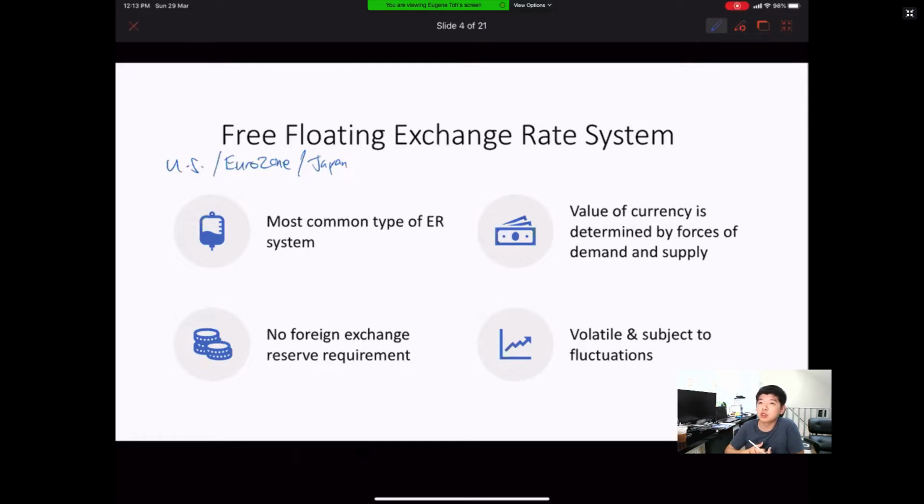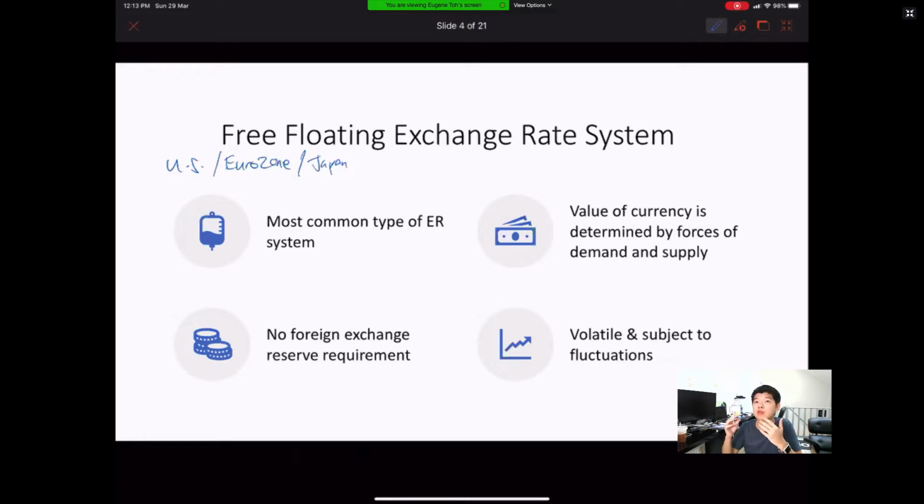The free floating exchange rate system is called free floating because the government doesn't actively intervene. There is no direct government intervention in a free floating exchange rate system, which means to say that the value of the currency, whether the currency is appreciating or depreciating, is entirely determined by forces of demand and supply. So the government doesn't come in and say, okay, I want the currency to appreciate today, or I want the currency to depreciate today. No. The government doesn't play an active role in the intervention of a free floating exchange rate system. So your currency can appreciate or depreciate freely.